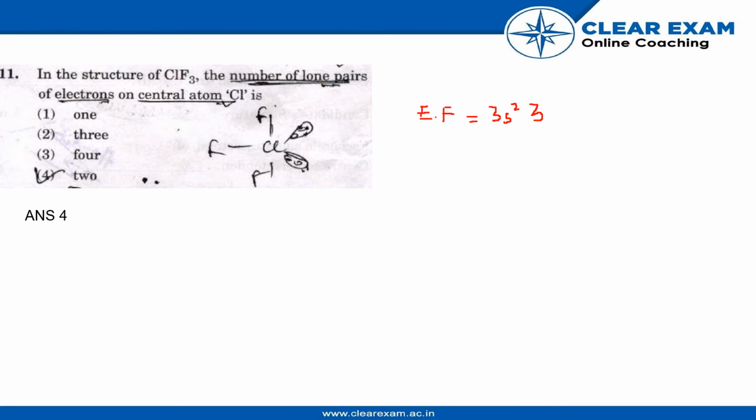3s2 and 3p5. So there is a total of 7 valence electrons in the valence shell, and in the compound ClF3, 3 of those electrons are occupied by the fluorine atoms. So in total, out of 7, 3 are occupied, so 4 electrons are left. Thus these form two lone pairs. Thus option 4 is the answer.